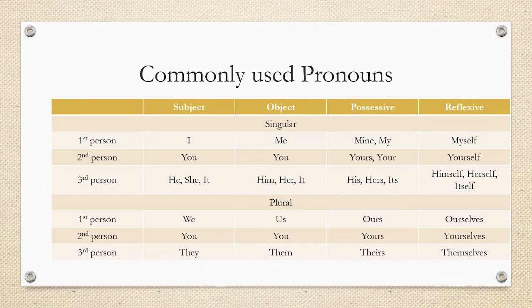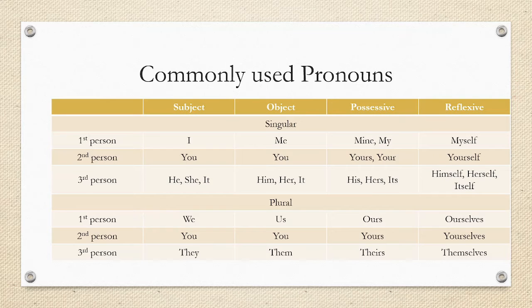Here you can see in the chart the commonly used pronouns. The types of commonly used pronouns are four types: the subjective pronouns, objective pronouns, possessive pronouns, and reflexive pronouns. And again there are three sub types also, for example, first person, then second person, then third person.